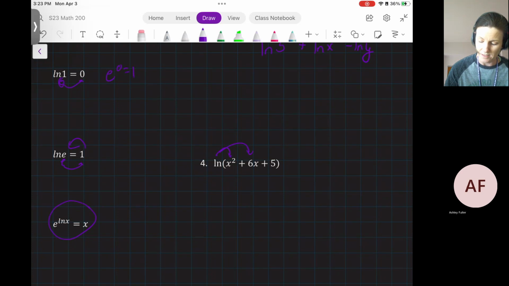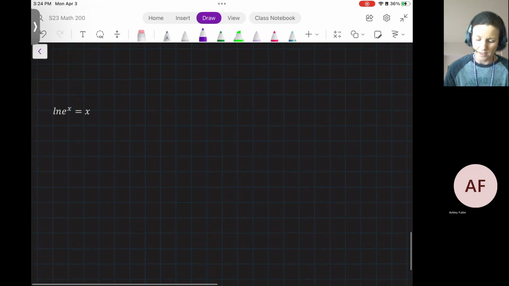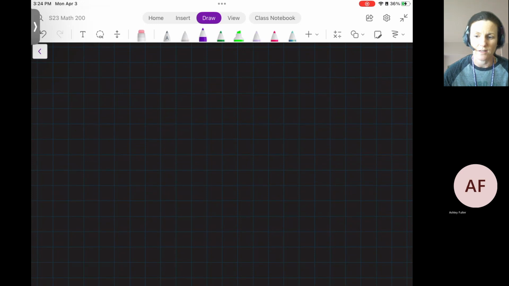Notice we can't distribute this log across here, but I can factor this expression, x squared plus 6x plus 5, into the ln of (x plus 5)(x plus 1). And now because I have a product, I can rewrite this as ln of (x plus 5) plus the ln of (x plus 1). And the reason we make these translations is because sometimes it becomes helpful when we're solving log and exponential equations to be able to translate into one log or simply be able to convert into this form.